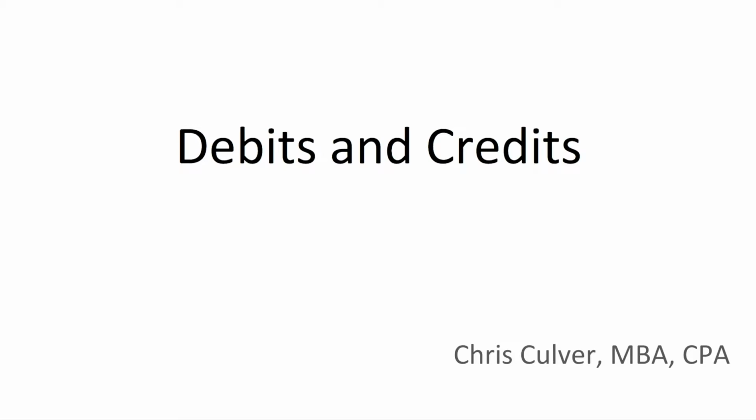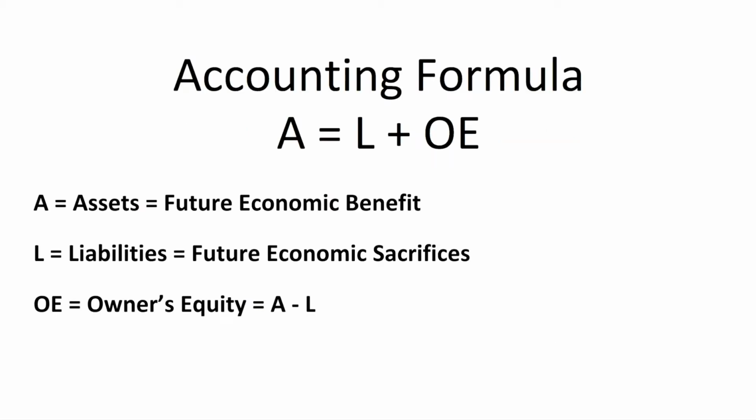So the first thing you have to do is make sure that you've memorized the accounting formula, and most of you probably already have. Assets equals liabilities plus owner's equity. And I usually always encourage people to begin writing it in this format because it's going to be a clue that helps us understand how debits and credits work.